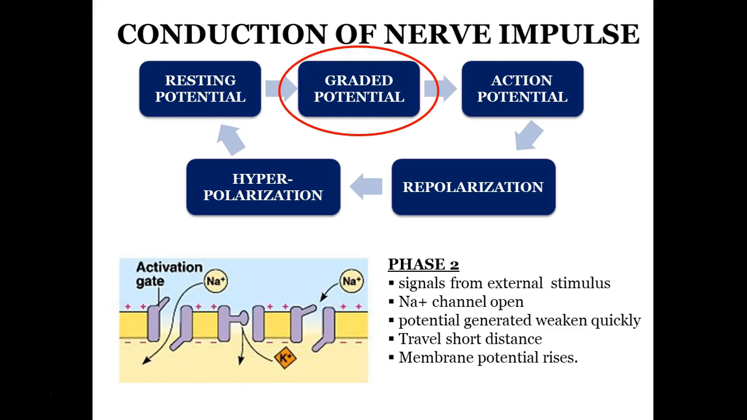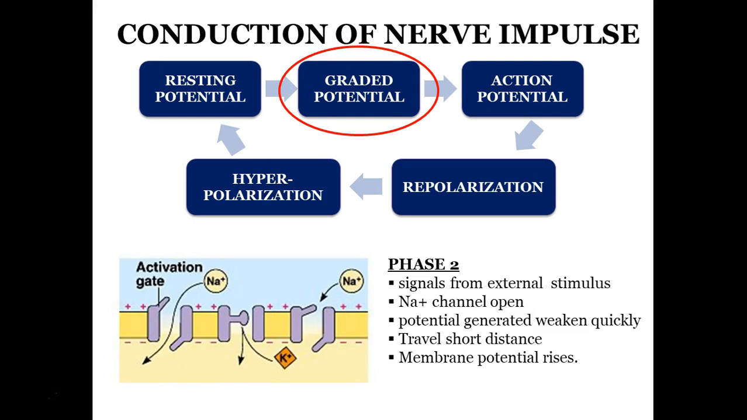Now what actually happens whenever a signal comes? Sodium ions which are outside the membrane tend to enter inside. So signals from an external stimulus come, sodium channels open up, and they generate a weakened potential generally.